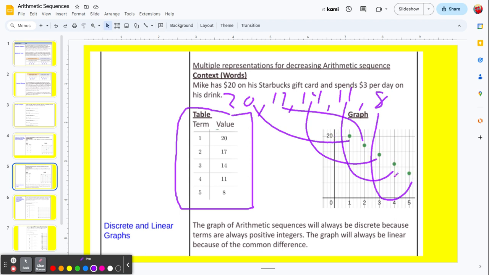Right, this one is decreasing. The previous one we saw was increasing. And the reason for that is that idea of the common difference. So it's going up or going down by the exact same amount each time. It has this constant rate of change, which is why an arithmetic sequence graph will look like a line. It's linear.